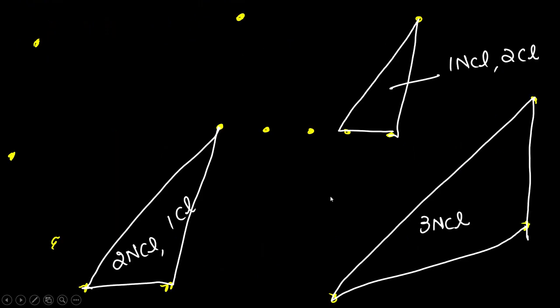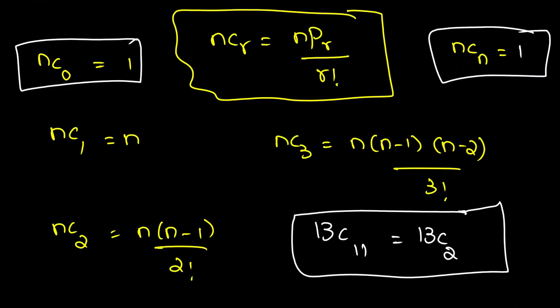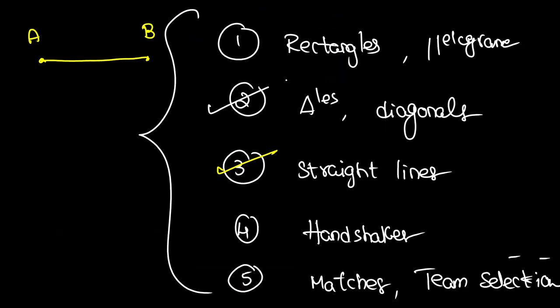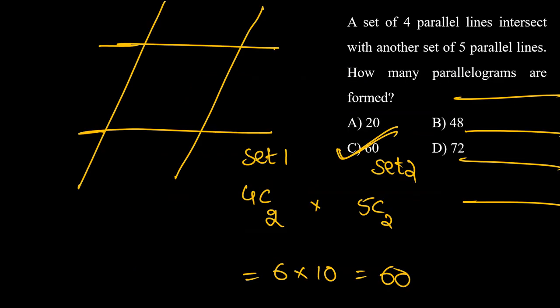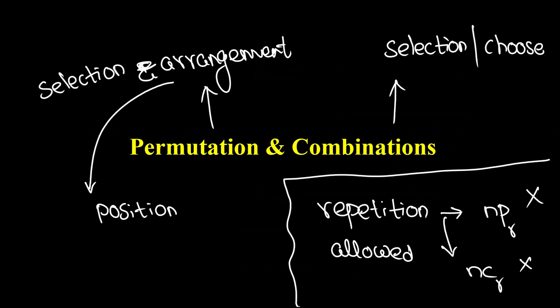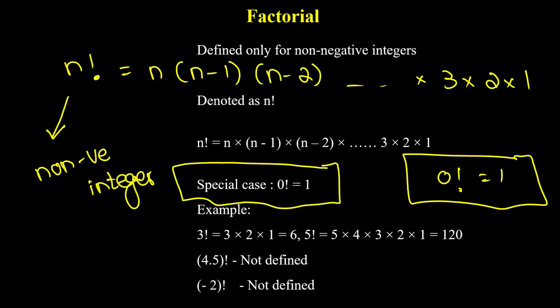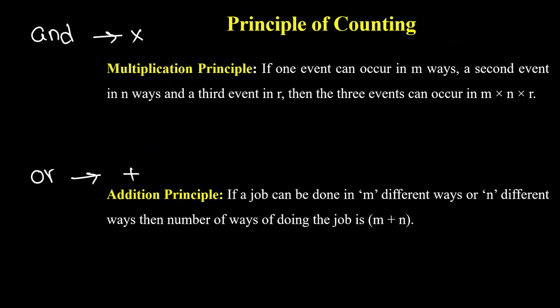So these are the applications related to combination. I hope we covered all those in the list we mentioned initially. Triangles completed, diagonals done, rectangle, parallelogram, handshake, matches, team selection. So in day 1 also we mentioned the same thing. In the introduction, we started with permutations as selection and arrangement, combinations only selection or choosing, and we started with factorial, very basic, how to count, principles of counting.